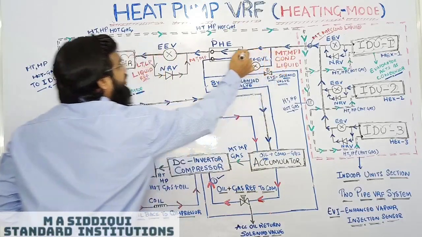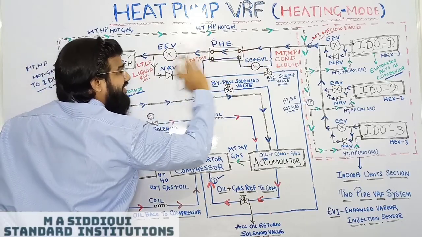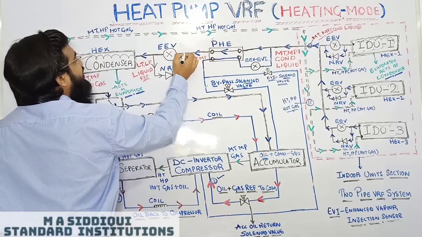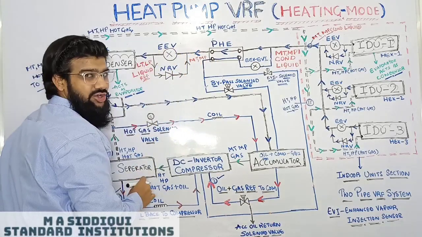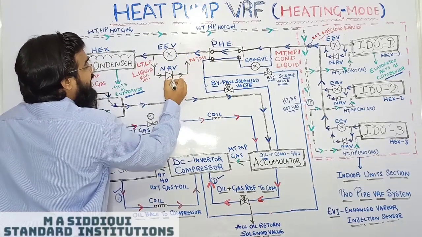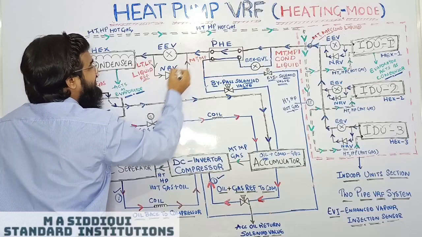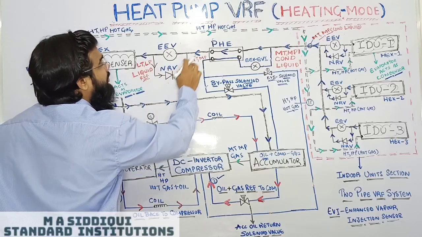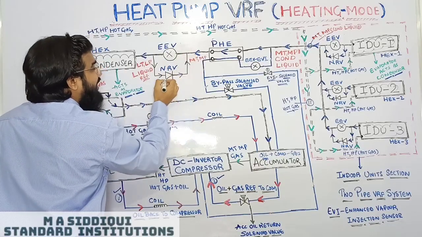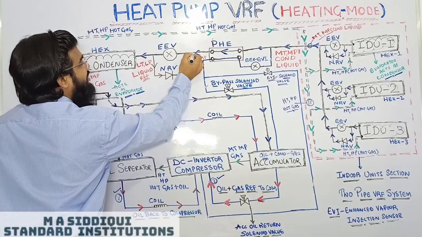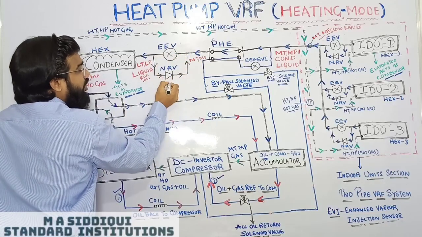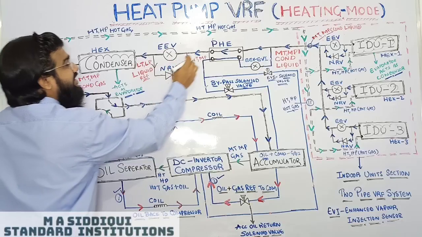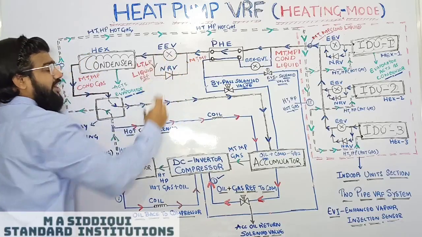So directly it will enter into the PHE without any heat exchange, and it will go back to your EEV, electronic expansion valve. Here the NRV's flow direction is opposing the refrigerant flow, therefore there will not be any flow through the NRV. So the refrigerant travels through the EEV, it will not travel through the NRV. Understand? It travels through the EEV, the electronic expansion valve.